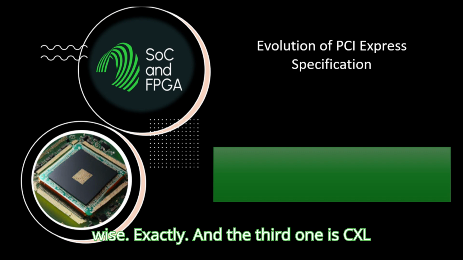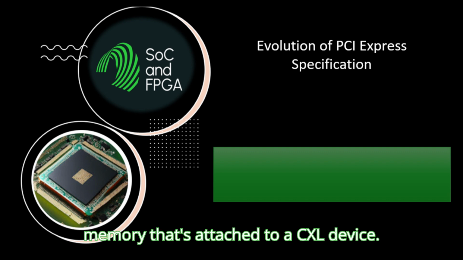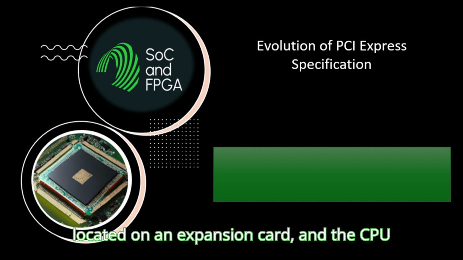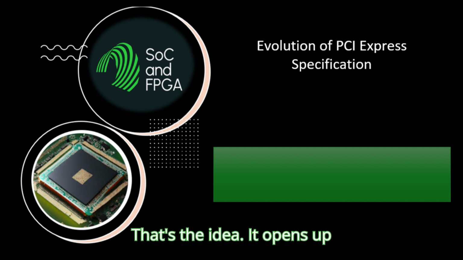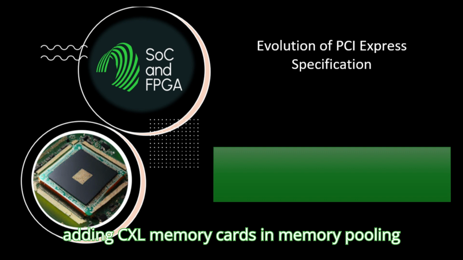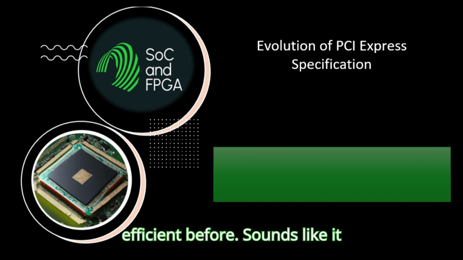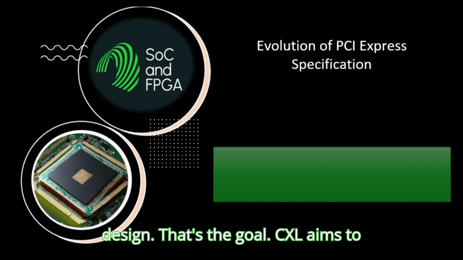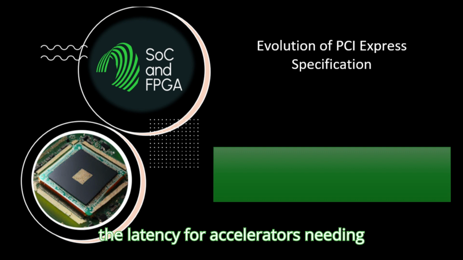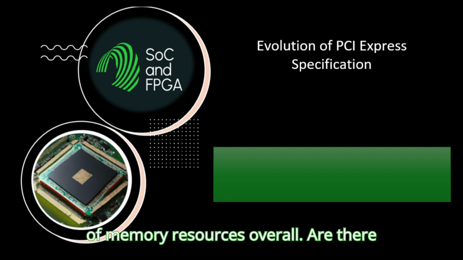Exactly. And the third one is CXL.mem. This lets the CPU directly access memory that's attached to a CXL device. So you could have memory physically located on an expansion card, and the CPU treats it almost like main system RAM. That's the idea. It opens up possibilities for memory expansion, just adding CXL memory cards, and memory pooling or sharing between processors and accelerators in ways that weren't really efficient before. Sounds like it addresses some big bottlenecks in server design. That's the goal. CXL aims to tackle memory bandwidth limits, reduce the latency for accelerators needing access to large datasets in memory, and allow for more flexible and efficient use of memory resources overall.